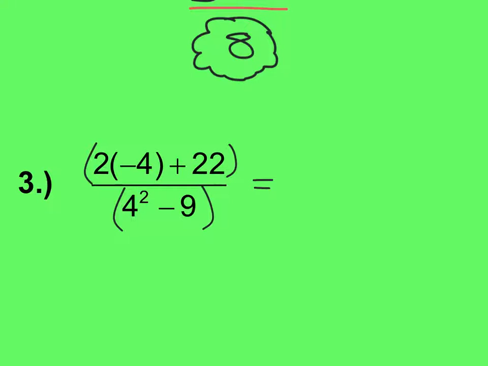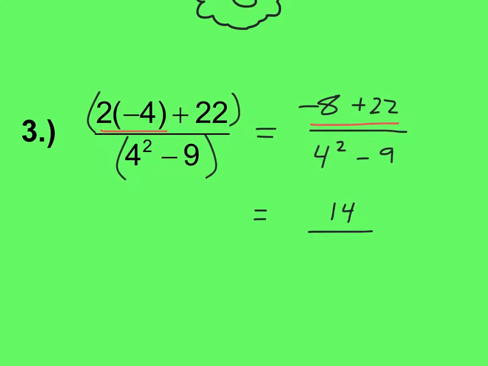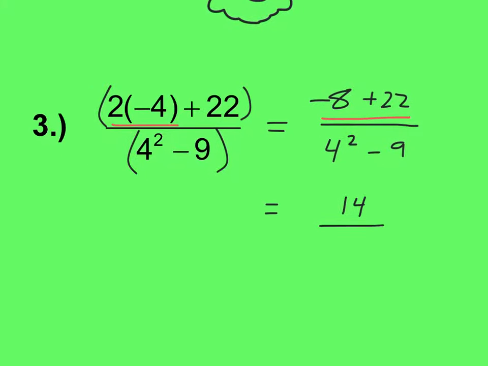Okay, so inside the parentheses we do 2 times negative 4, which is negative 8. So that's negative 8 plus the 22 over 4 squared minus 9. I'm still on the top. And all I have left to do is negative 8 plus 22. And remember, being careful of your integers. Negative 8 plus 22 is 14 over 4 to the second power minus 9.